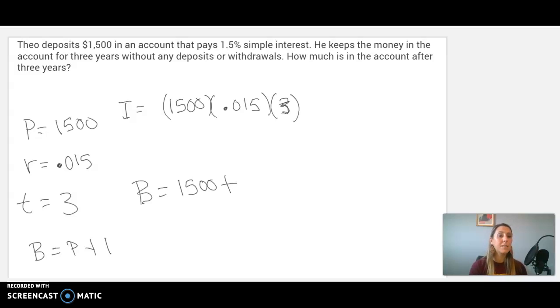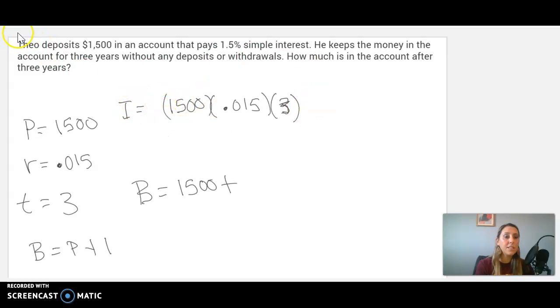Theo deposits $1,500 in an account that pays 1.5% in simple interest. So we are going to be figuring this out. I went ahead and already started it. Go ahead and copy these numbers down. I figured out my P, my principal, is 1,500. My rate as a decimal is 0.015. My time is 3 because it's 3 years. And then I wrote down my ending balance because the question is asking how much is going to be in the account after 3 years.